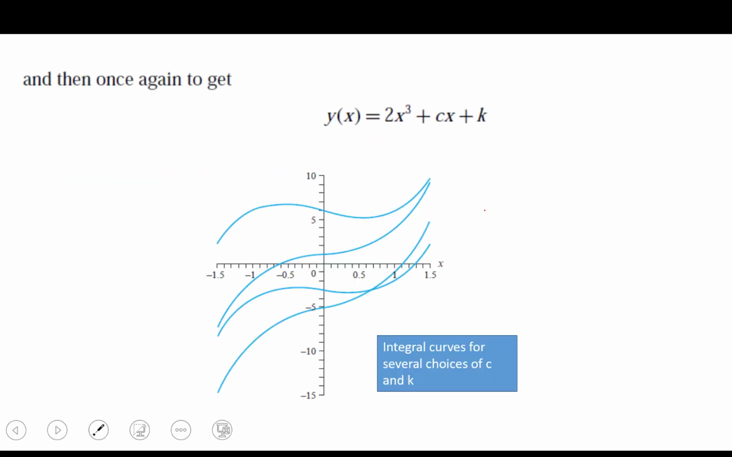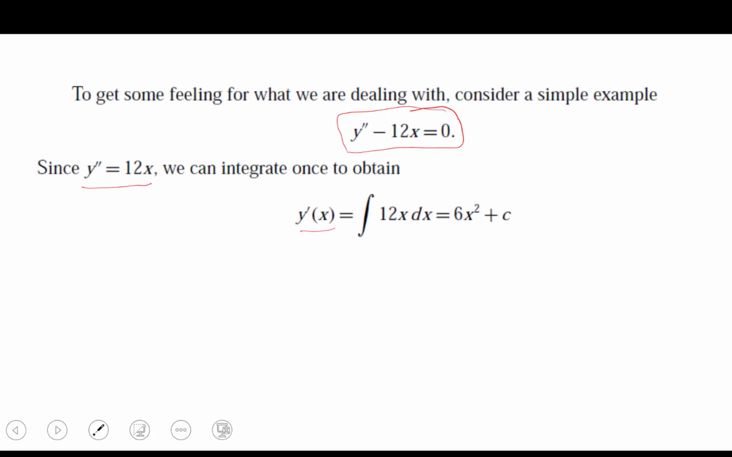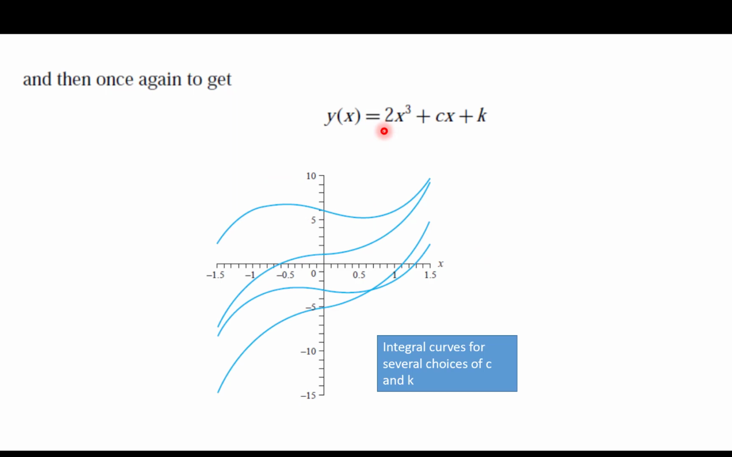If we integrate once again, we are going to obtain y of x equals 2x cubed plus cx plus k. If we go back, this is our equation, so we integrate it again, and we have 2x cubed plus cx plus k.